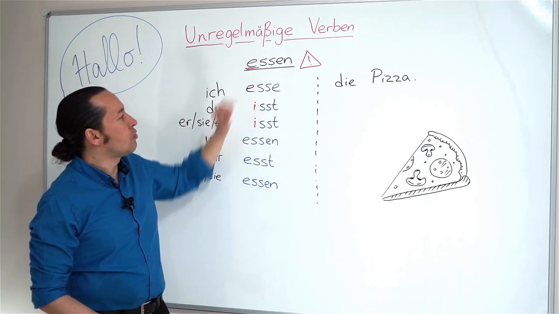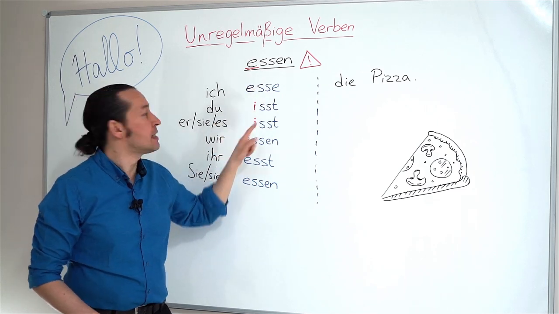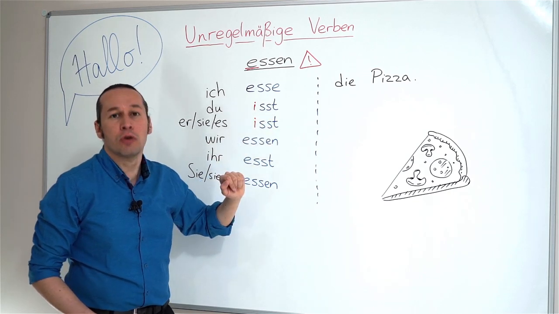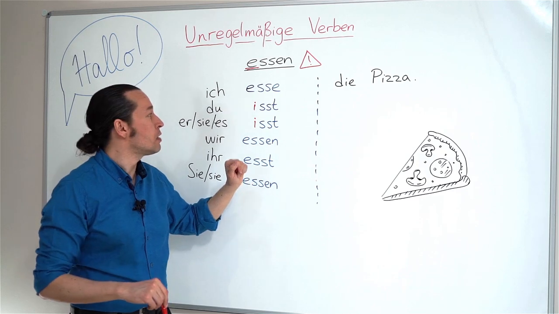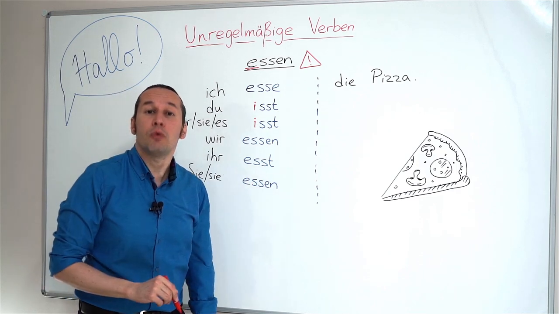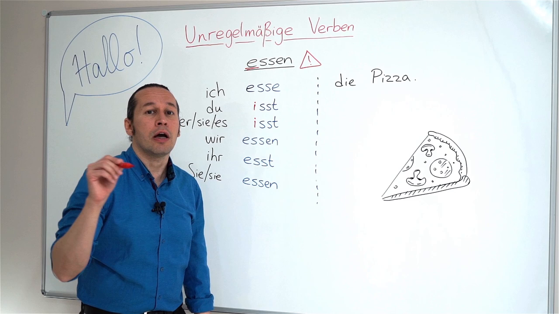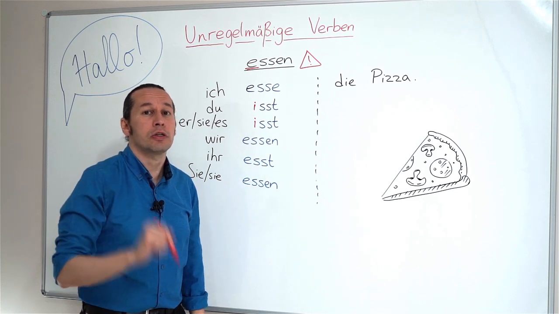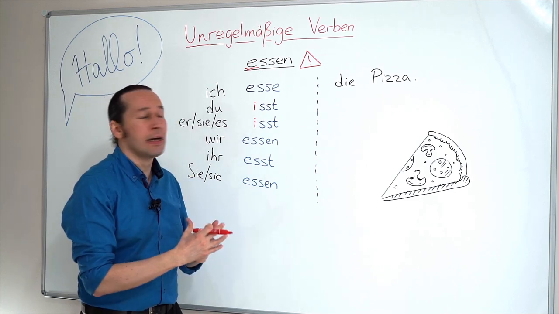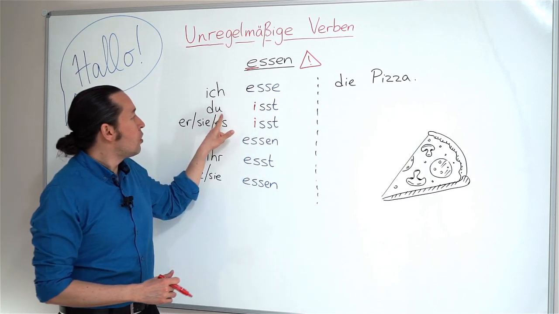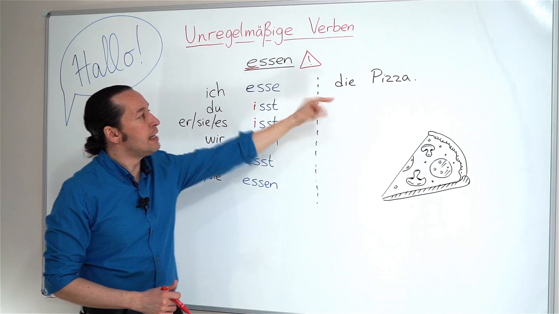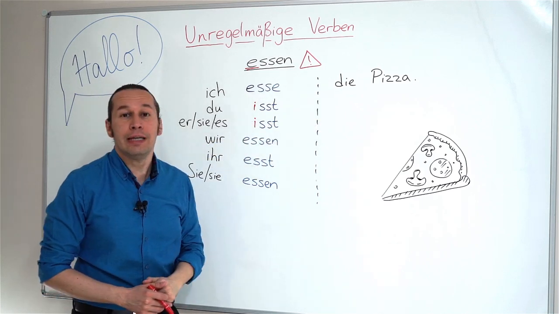So the e drops and there instead comes another e, and the conjugation also remains the same, just like in the regular verbs. For those who didn't watch the regular video, I suggest watching it so that they know the conjugation of the verbs. So here we have, du isst die Pizza, you eat the pizza.